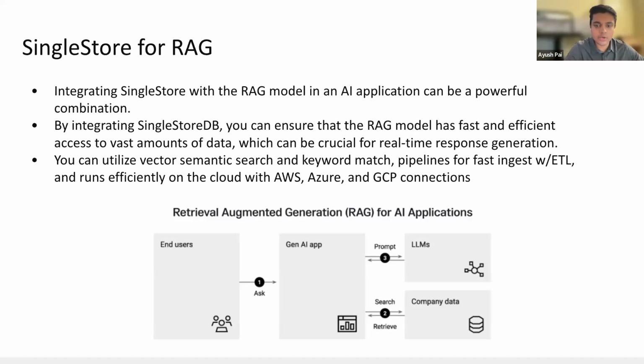There's also the ability to integrate with ETL, extract, transform, load, pipelines, which enables efficient processing of data and ensures that the RAG model has the most updated and cleansed data available. Additionally, SingleStore's compatibility with major cloud providers like AWS, Azure, and GCP means it can leverage cloud capabilities and scalability for robustness, further enhancing the RAG model's performance.